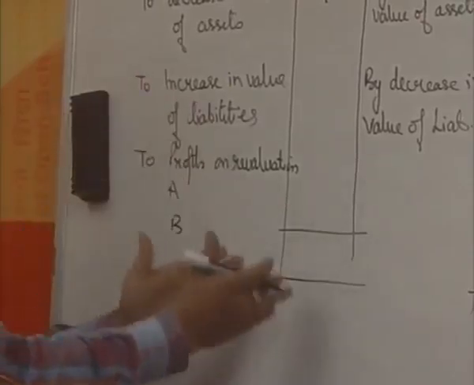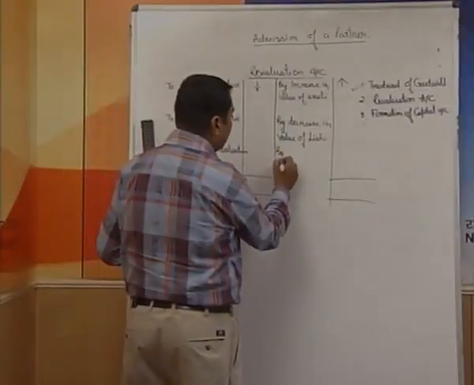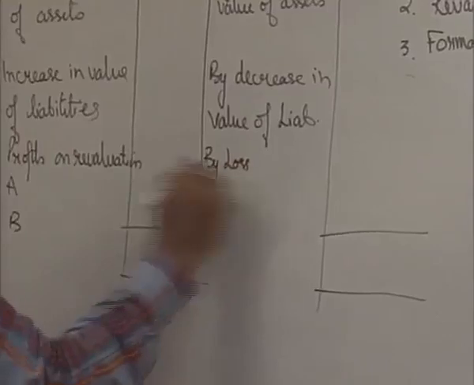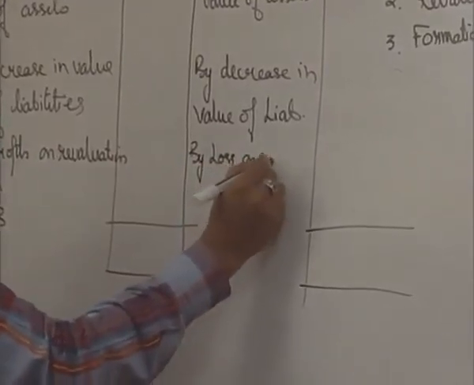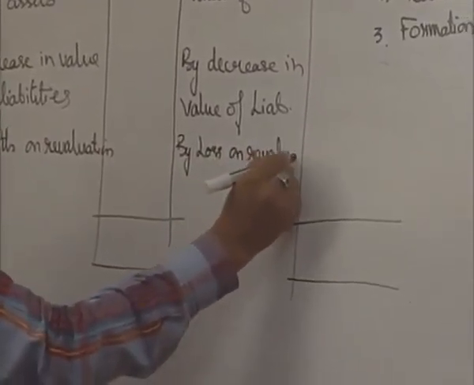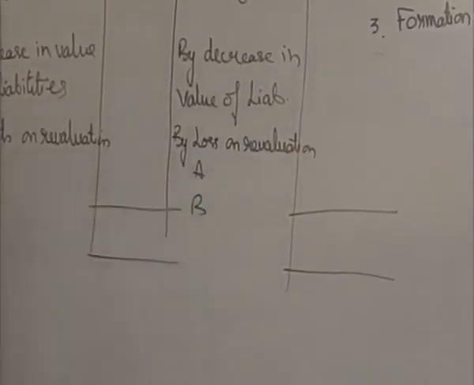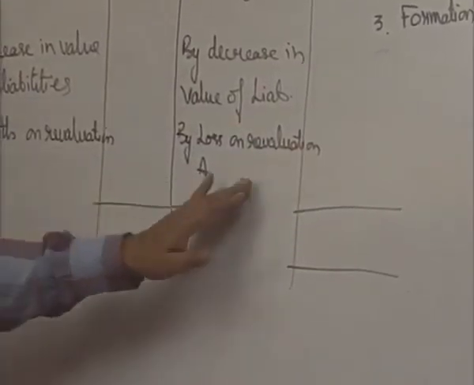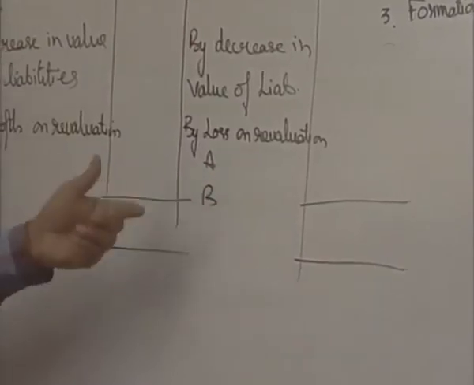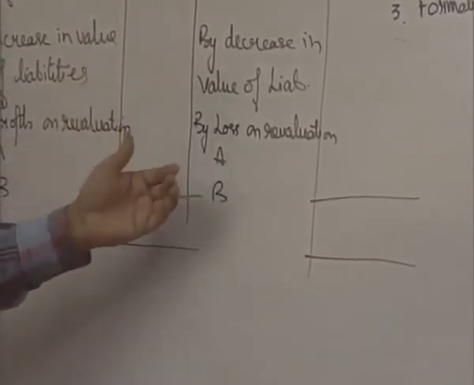In case the debit side is more, then we are going to suffer a loss and the balancing figure will be "loss on revaluation". Same, if there are two partners A and B, distribute that loss among the partners in their old ratio. And this is how you will be able to make a revaluation account.